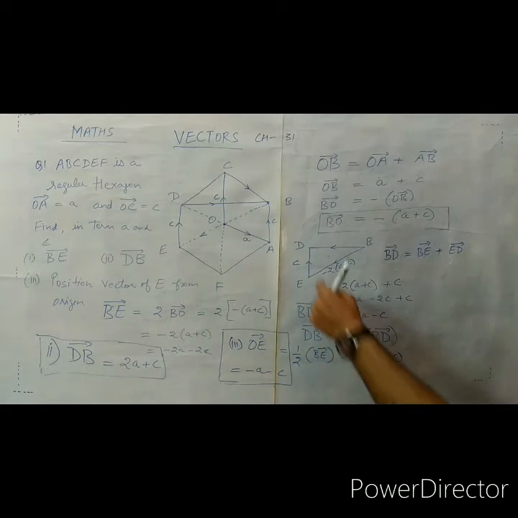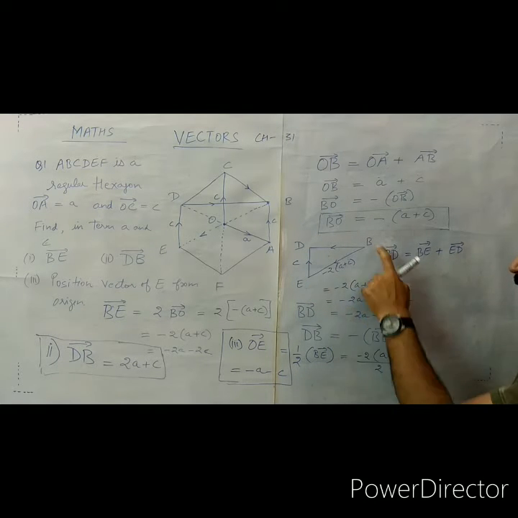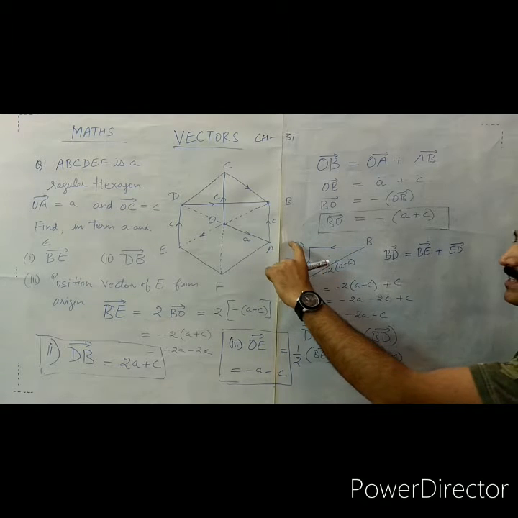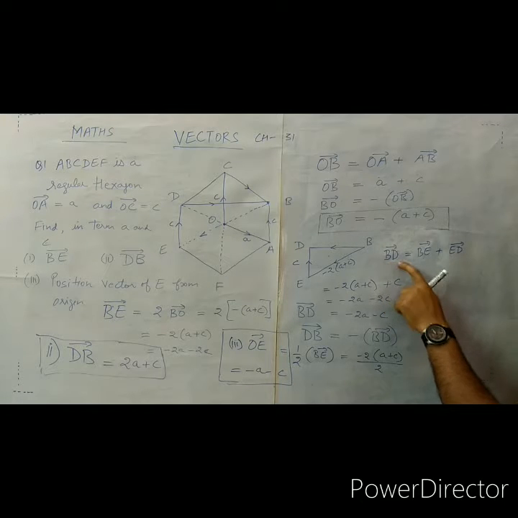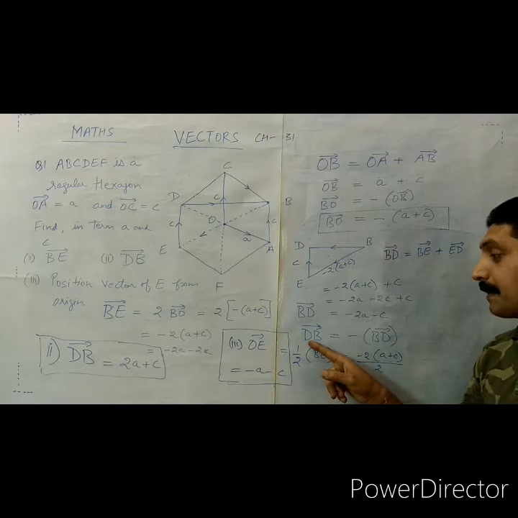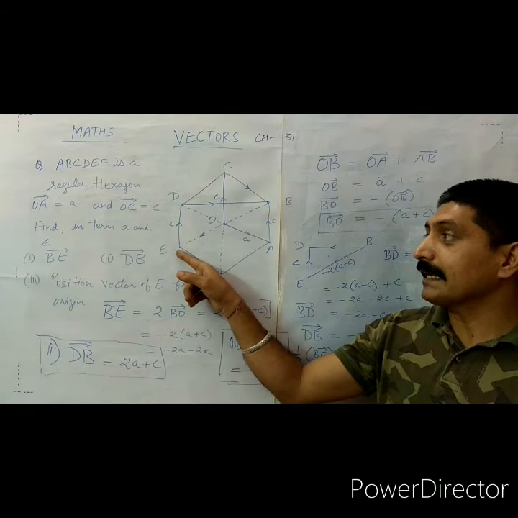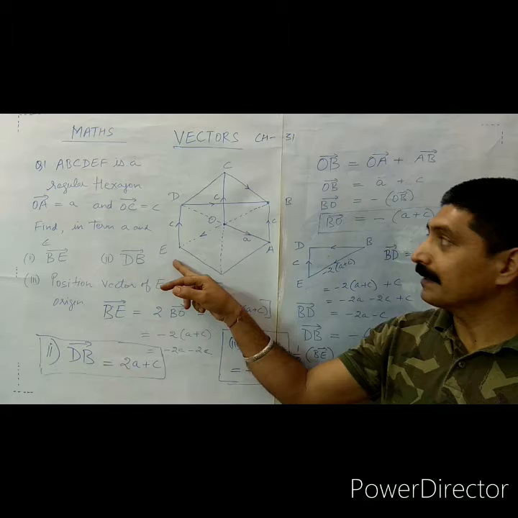Then second, we have to find the vector D to B. So we have chosen this triangle DBE. BE already we have chosen. E to D vector is C. So here we have started with B to D. First we have found BD and then negative of BD is your vector DB. And third, the position vector of E from the origin, that is half of vector BE.